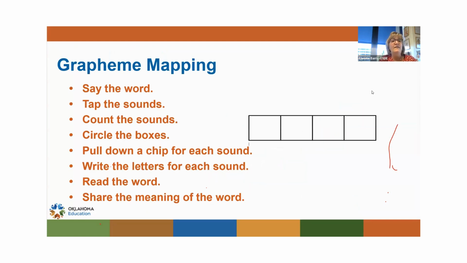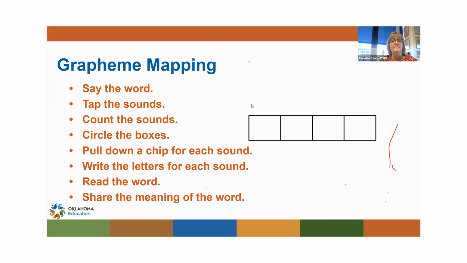Grapheme mapping. I know a lot of you already do this, but there were some that were unfamiliar when I did this in person. So we're going to use those Elkonin boxes. I linked some of those for you as well to help kids say the word, tap the sounds, count the sounds, circle boxes for the number of sounds, and then they can pull those chips or those blocks down into them and then do that.